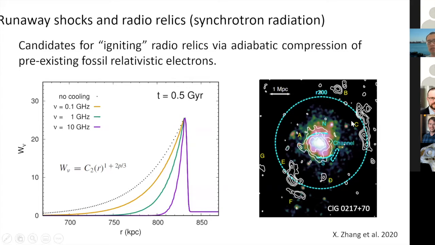For example, in this right figure, I show you an observation presented in Xiaoyuan's new paper, where the white contours show you the radio relics identified in this cluster near the virial radius. Now I think one may ask: on the left side, it shows the runaway shock in the theoretical model, and on the right side, it shows the radio relics in the observations. So can we really connect these two things?